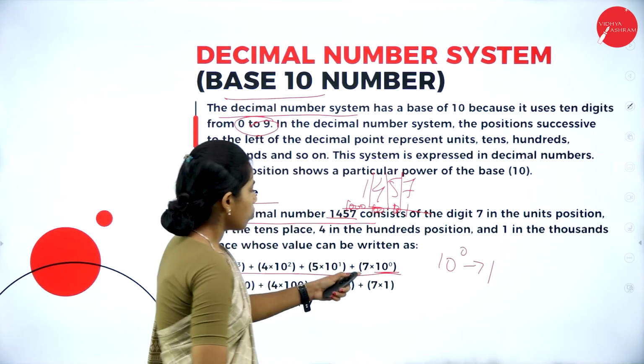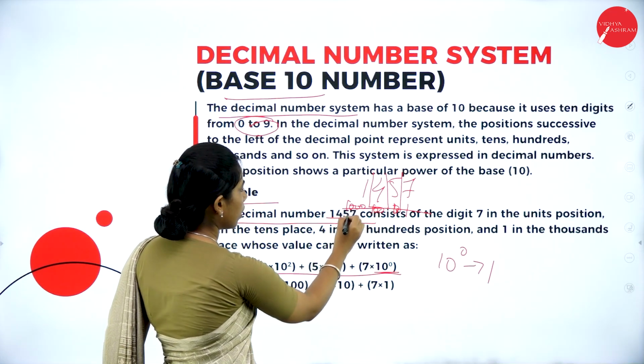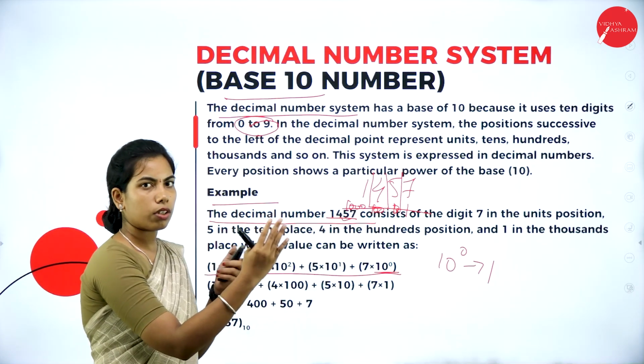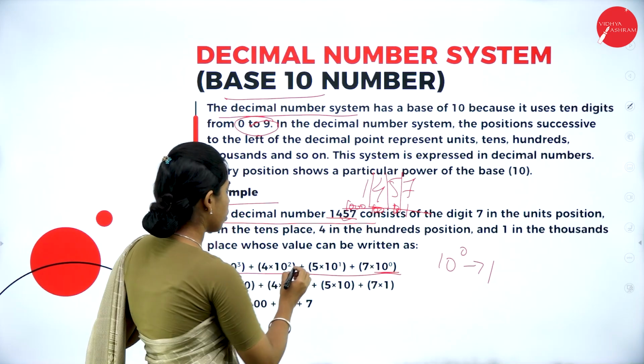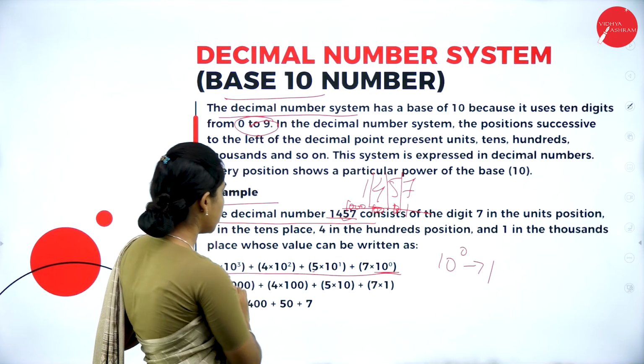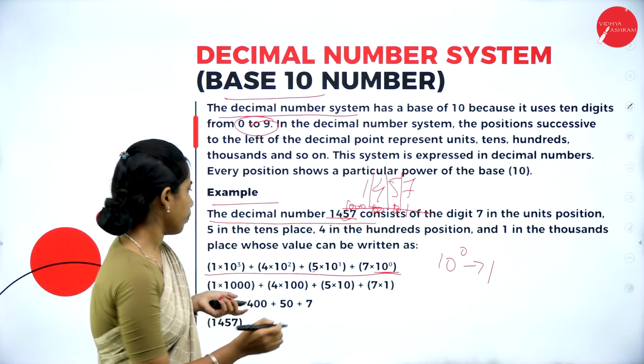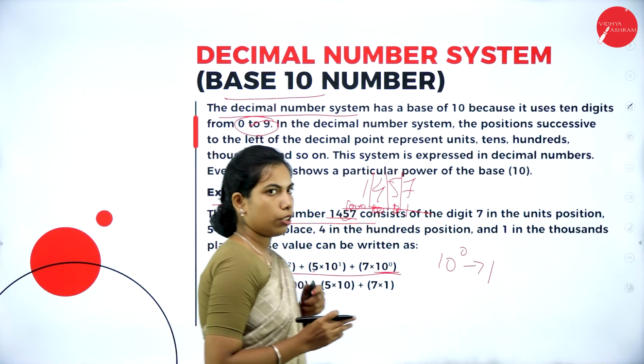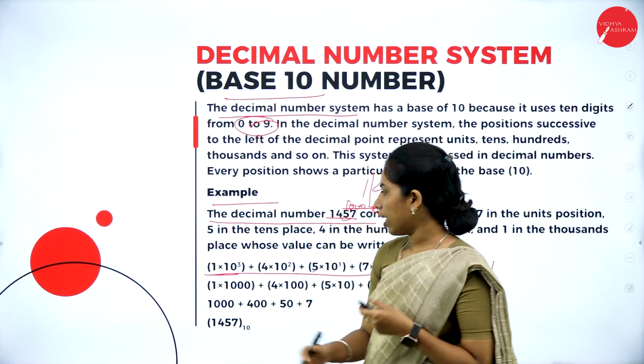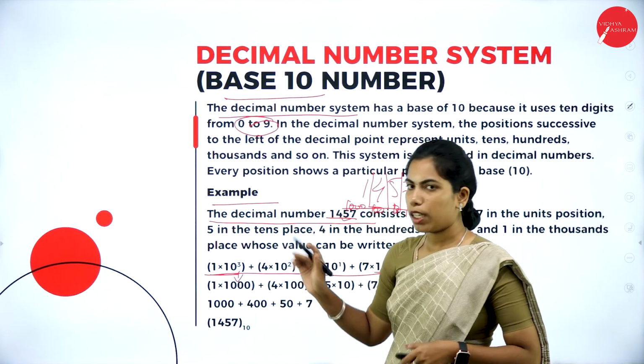That is the unit place, so 7 into 10 to the power 0. The next digit is 5. We have to read from left to right, so that's 5 into 10 power 1. The third digit is in the hundreds position, 4 into 10 power 2, which is nothing but 100. And lastly, 1 into 10 power 3.